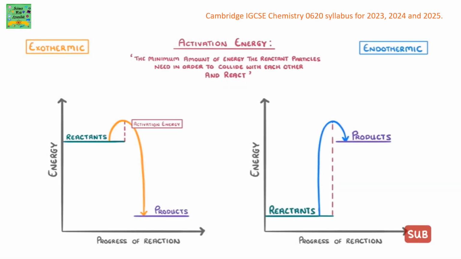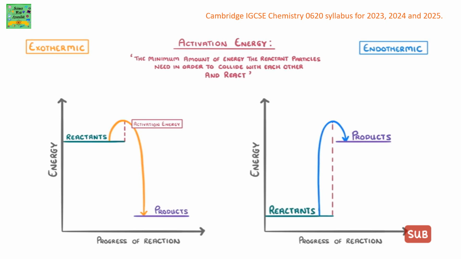Activation energy. It is the minimum amount of energy the reactant particles need in order to collide with each other and react. As you know, many reactions take place, for example, even the formation of water or burning of magnesium, everything. So how does the reaction take place? That's because all the particles in the reactant side have a minimum amount of energy because of which the particles collide with each other, and that's when the reaction takes place.